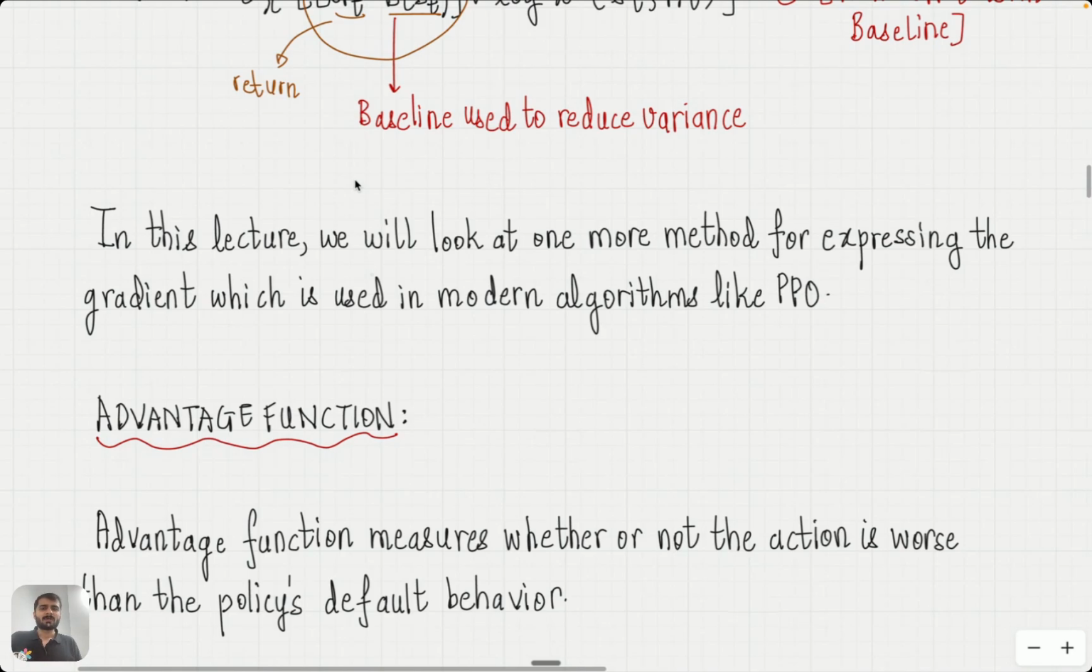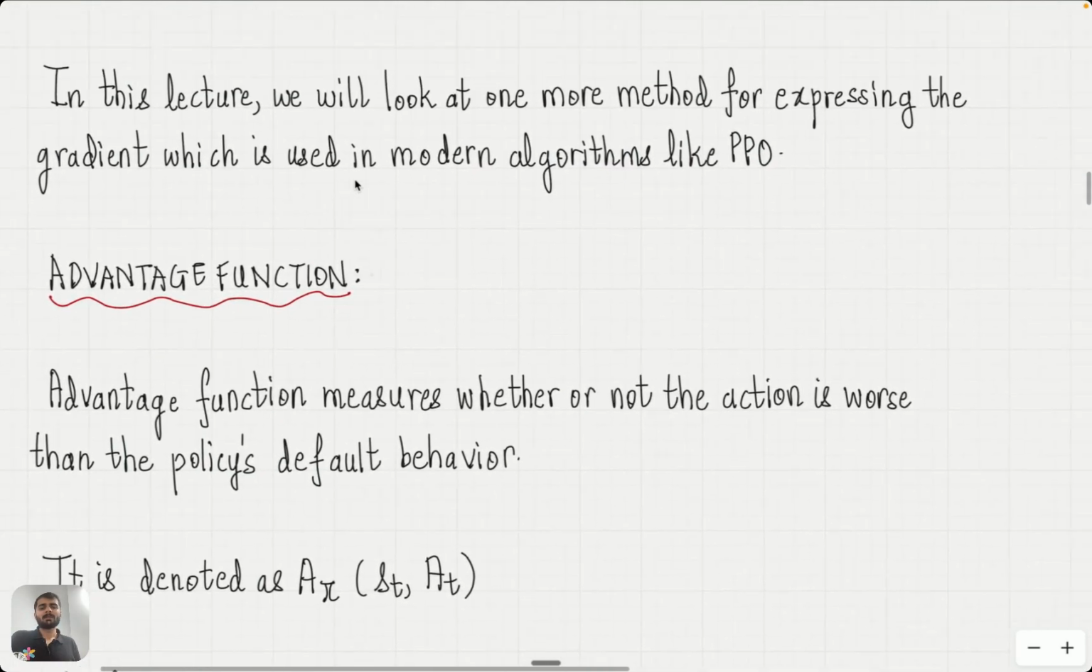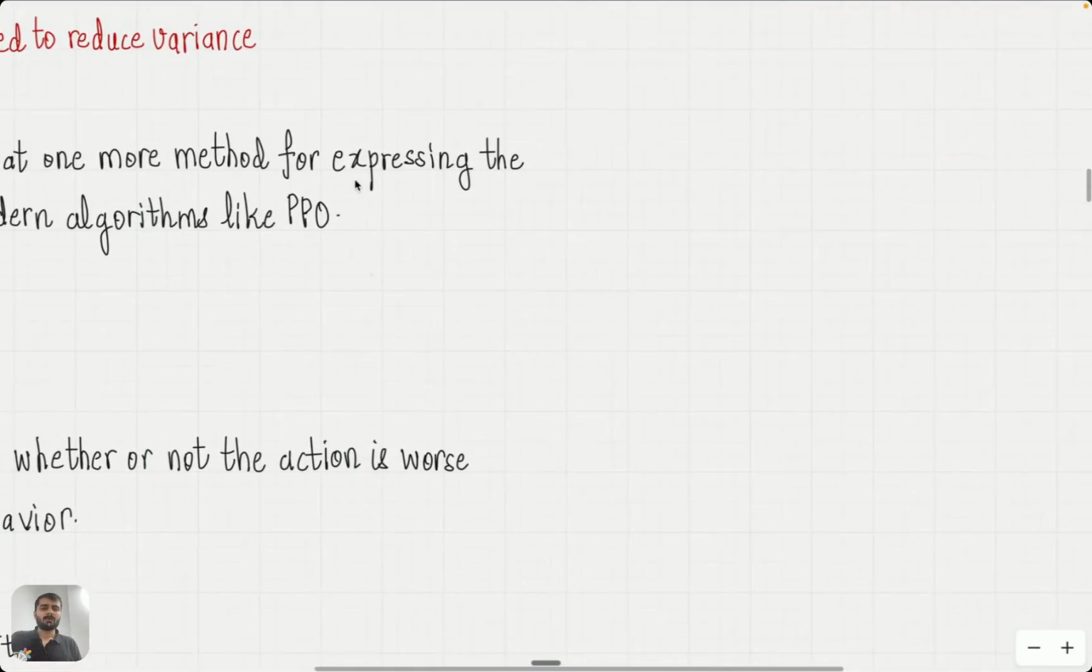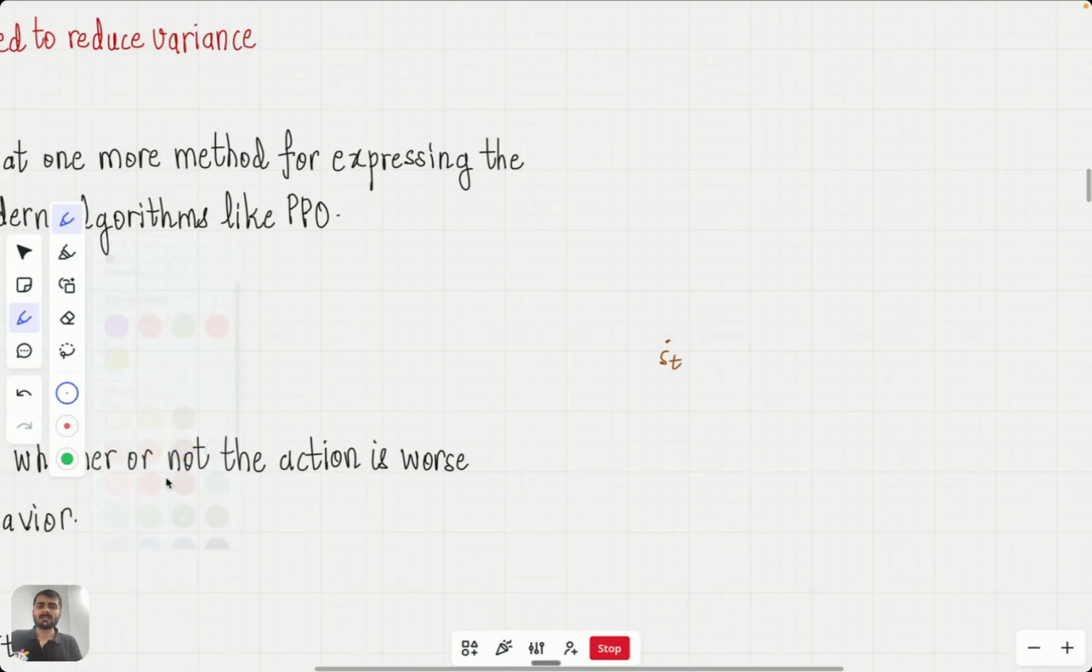An advantage function is a quantity which measures whether an action is better or worse compared to the policy's default behavior. Now, what does this exactly mean? Let's say you have a state s_t, and then from this state s_t, you have a lot of options for taking actions. You have a1, a2, a3, a4, a5, etc.